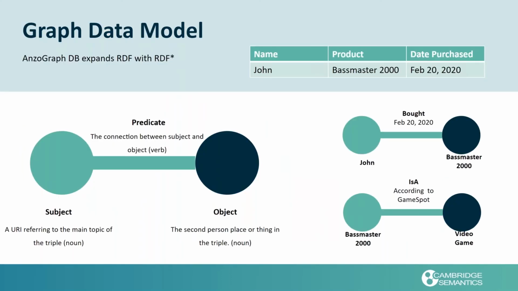Label property graphs. Label properties under the new proposed W3C standard are available, and they have been available for some time in AnzoGraph DB. Label properties enable users to add properties to the edges between the nodes in a graph and further define the relationships in the data. So you can describe things like the start and end dates and the provenance of the data, the weight of a relationship, and so on.